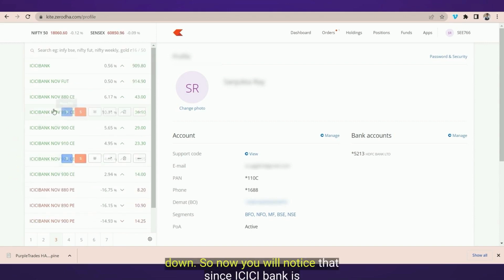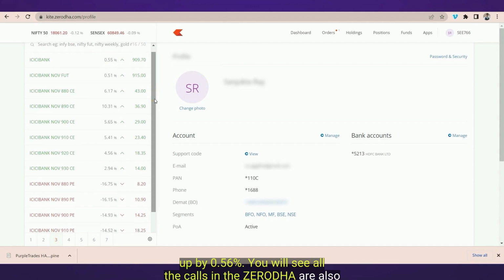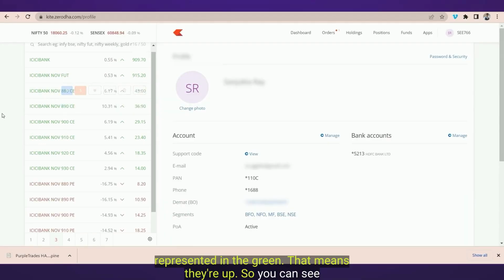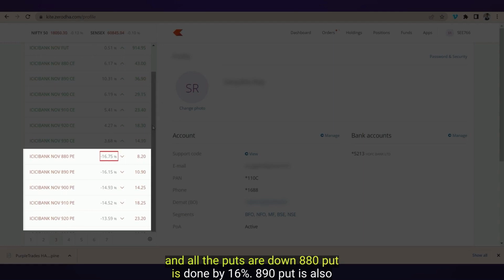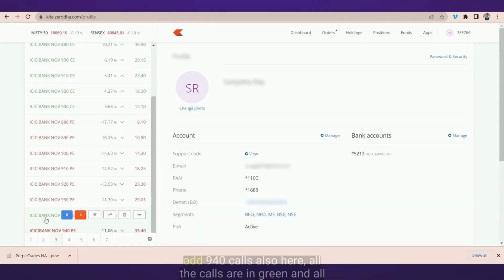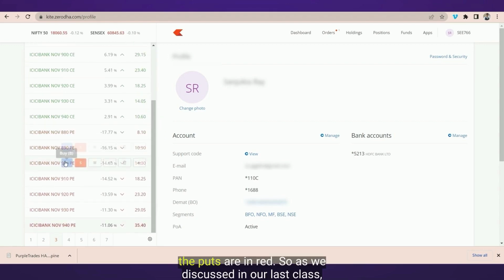Now you will notice that since ICICI Bank is up by 0.56%, you will see all the calls in Zerodha are also represented in green. That means they are up. So you can see 880 call is up by 6%, 890 call is up by 10%, and so forth. And all the puts are down. 880 put is down by 16%, 890 put is also down by 16%. So all the puts are in red. Okay, I just have to add 940 call also here. All the calls are in green and all the puts are in red.